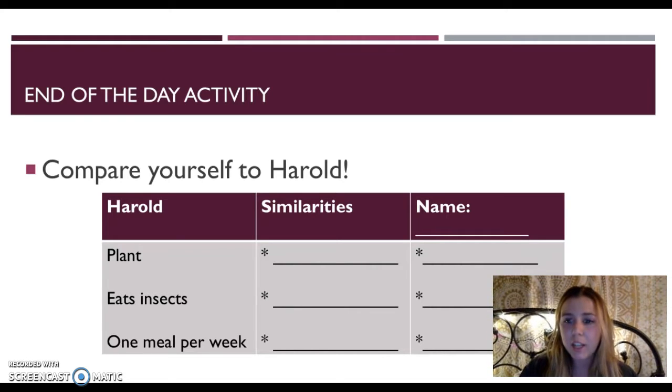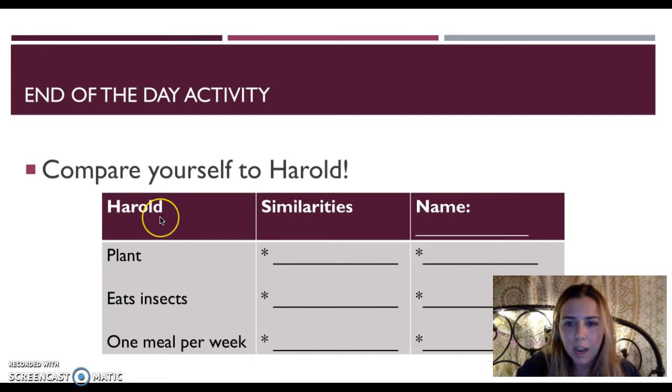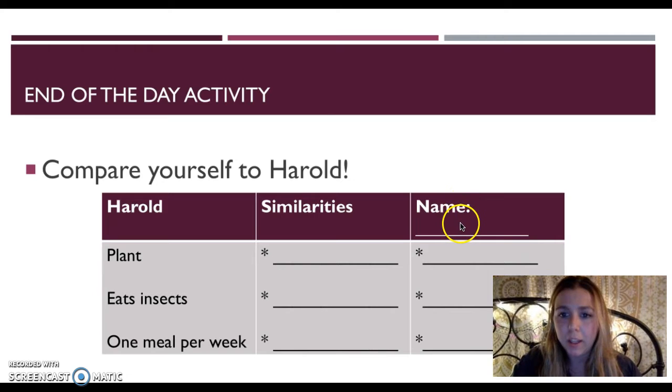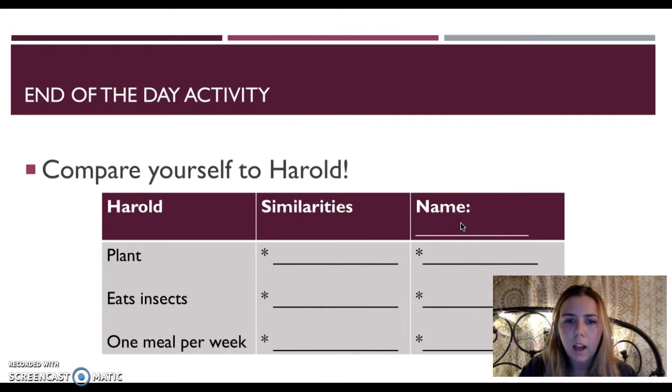Okay, so once we had finished that activity, I would hand out our end of the day activity. So what we're going to have you do is I'm going to have you compare yourself to Harold. So I would hand out this chart to the students. You can see it's already filled in on the top. I have Harold on one side, and then I'll have the students write their name on the other side. Those would be the two things that they're contrasting, and then the similarities would be in the center.